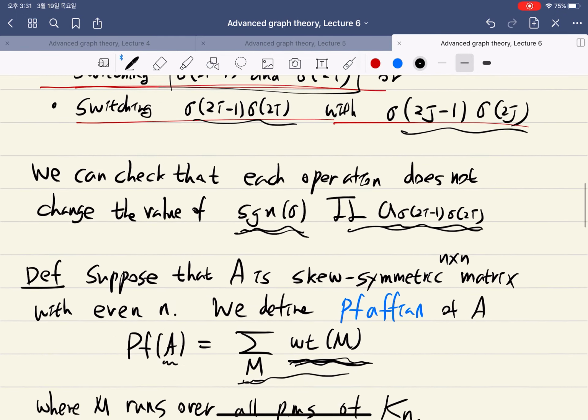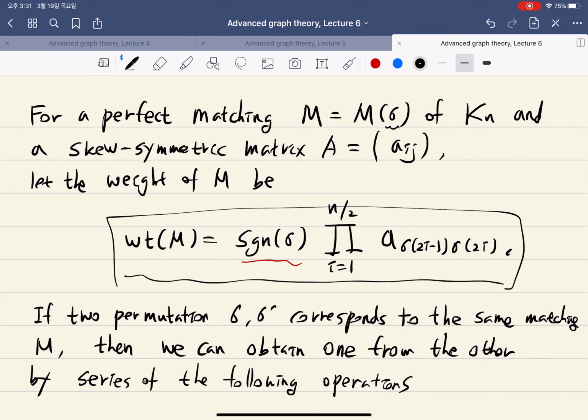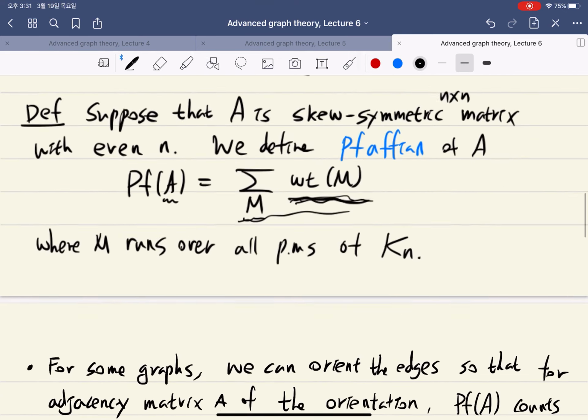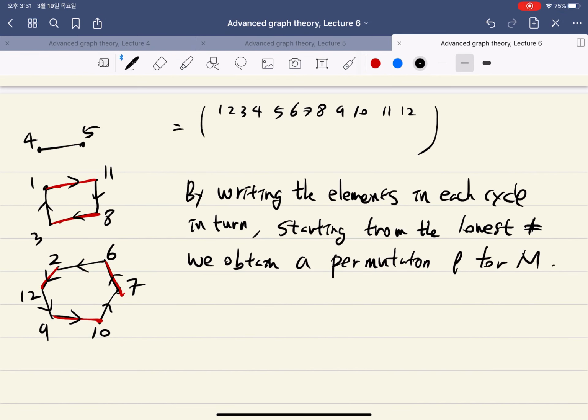So now what we want to do is this. Pfaffian is a summation of weight, and this weight is defined in this way. In the definition, we pair up these pairs in each block. So given this permutation sigma, we have this disjoint union of even cycles and matching. From there, we want to get the permutation which defines M. How?